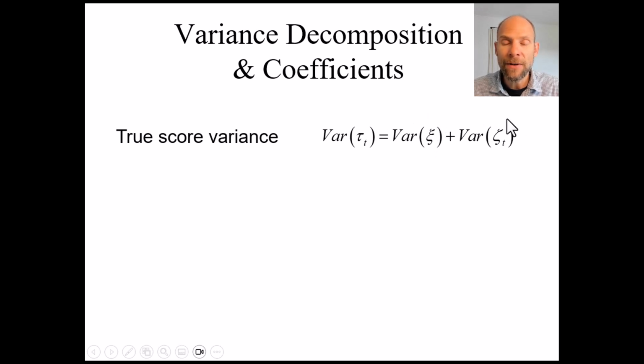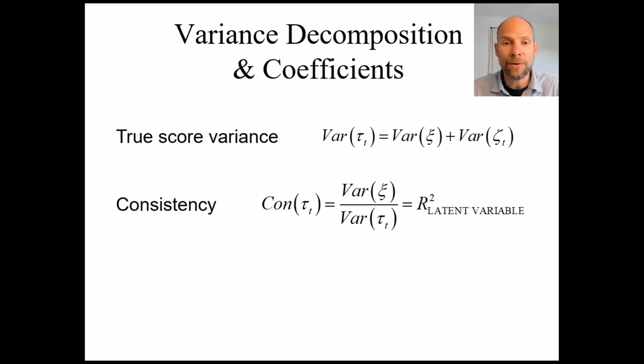Based on that additive variance decomposition, we can define R-squared type coefficients that allow us to quantify trait variance or consistency, first of all, where consistency indicates that proportion of true score variance that is stable across time. It can be defined as the ratio of the trait factor variance over the variance of tau t, where the variance of tau t can be calculated as the sum of those two variance components as shown here in the true score variance decomposition.